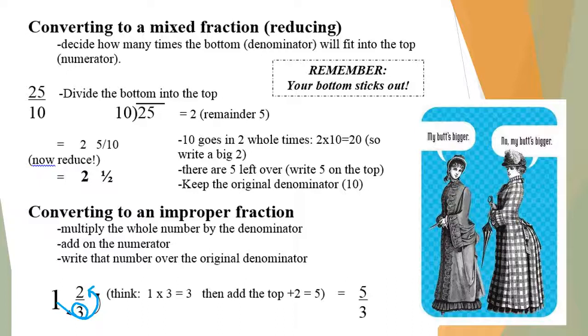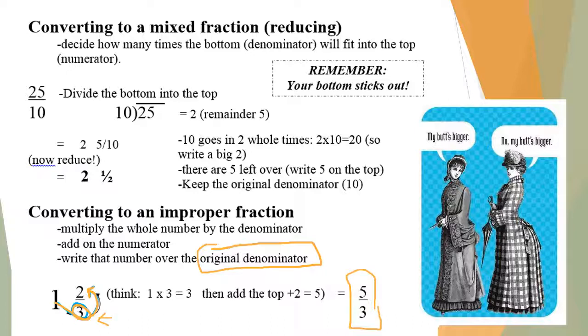Okay, so let's do that again. Loop and swirl. Go down to the bottom, multiply by 3, which is 3, add the top, which is 5. So 1 times 3 equals 3, add the top, which is 5, and then, same rule as before, original denominator, which in this case was 3, right?